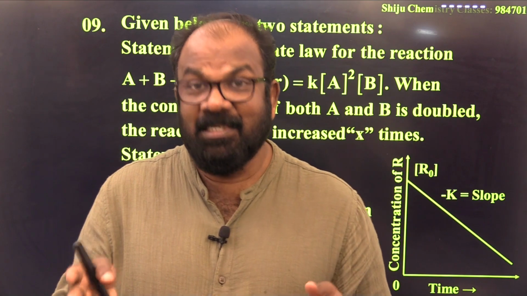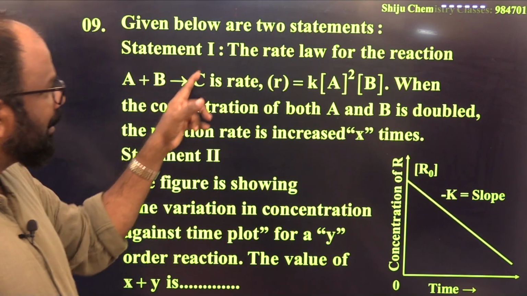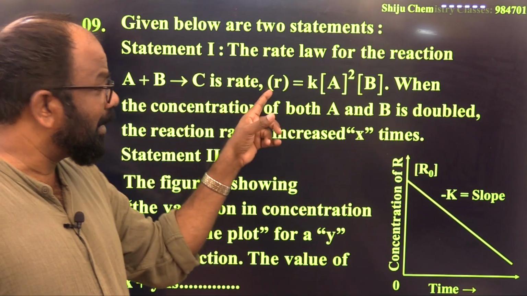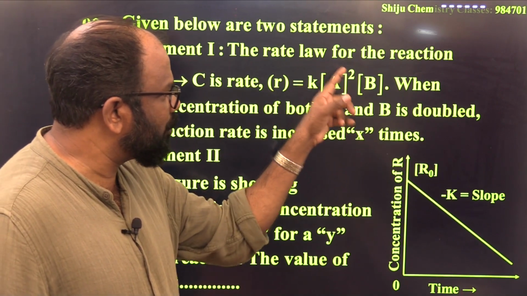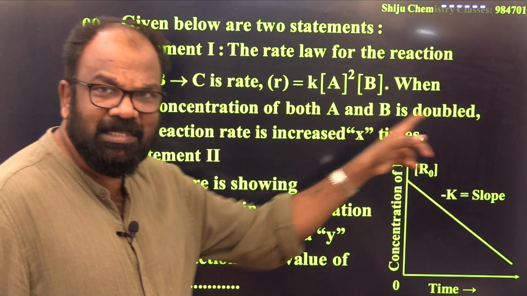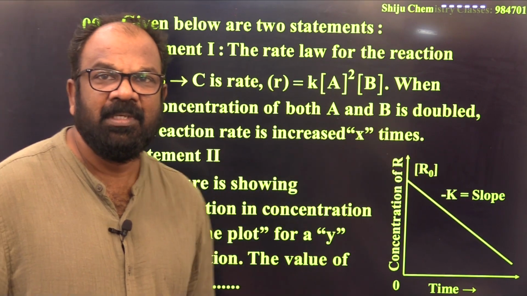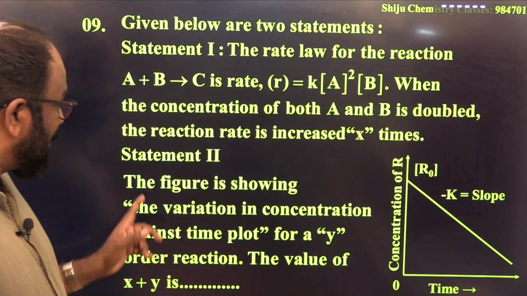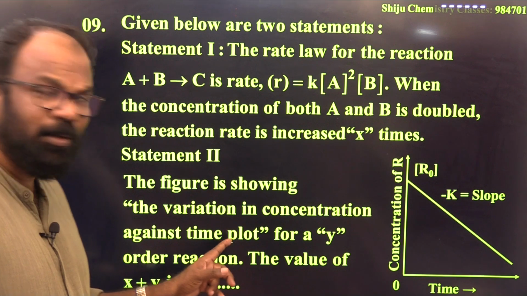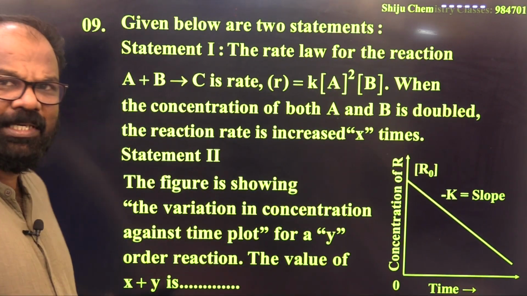Now question number 9, listen here. Given below are two statements. Statement number 1: the rate law for the reaction A plus B giving C is rate R is equal to K into concentration of A square into concentration of B. When the concentration of both A and B is doubled, the reaction rate is increased by X times. Now statement number 2: the figure is showing the variation in concentration against a time plot for a Y order reaction. Then the value of X plus Y is dash.